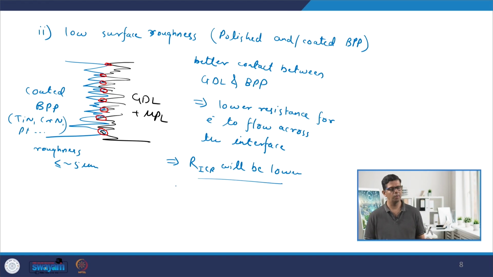So, this is the reason why we have to have coated bipolar plates and a diffusion layer with a microporous layer, because that brings more pathways for the electrons to flow across this interface. Whether it is a fuel cell on the anode side, the electrons will flow from GDL to bipolar plate, and on the cathode side the electrons will flow from bipolar plate to the diffusion layer, and vice versa. So, these coatings on the bipolar plate as well as on the MPL reduce the surface roughness, and that is where the contact resistance can be fairly minimum.